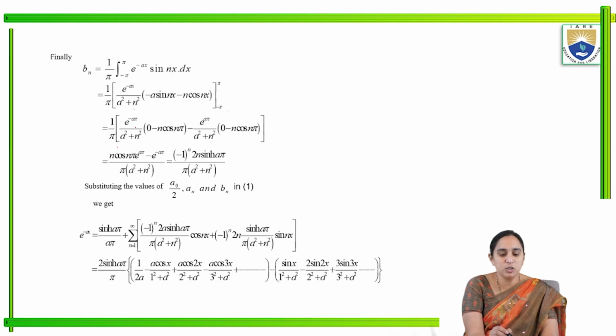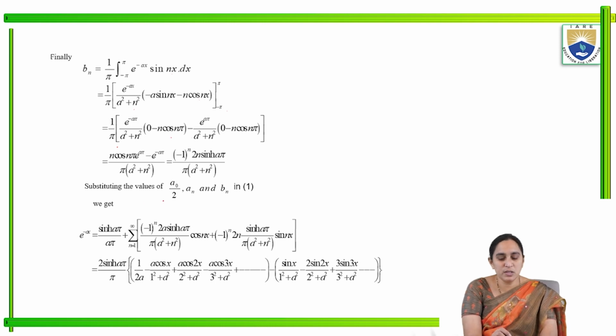That is 1 by pi into e power minus a pi by a square plus n square into minus n cos n pi, minus e power a pi by pi into a square plus n square into minus n cos n pi. For that, I'm taking the common terms: n into cos n pi is common, and e power a pi minus e power minus a pi by pi into a square plus n square. That is minus 1 whole power n into 2n sinh a pi by pi into a square plus n square. Okay, this is the value of b_n.